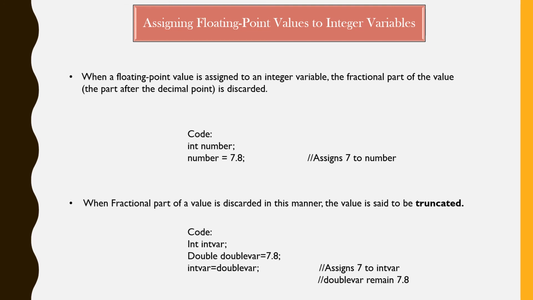A floating point variable can hold a much larger range of values than an integer variable can. If a floating point value is stored in an integer variable, and the whole part of the value, the part before the decimal point, is too large for the integer variable, an invalid value will be stored in the integer variable.